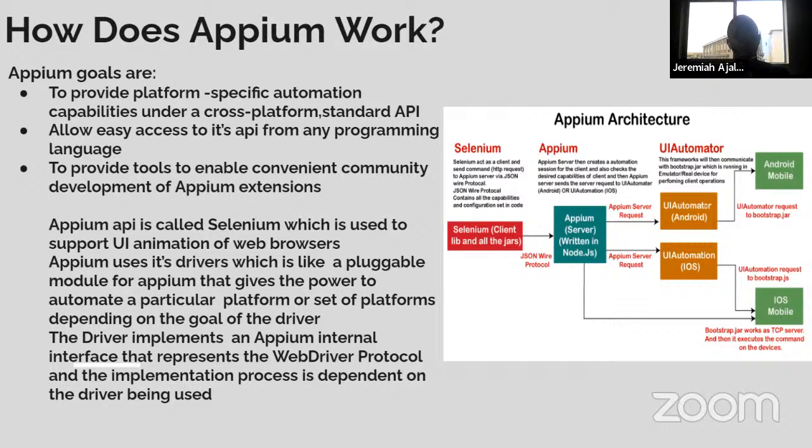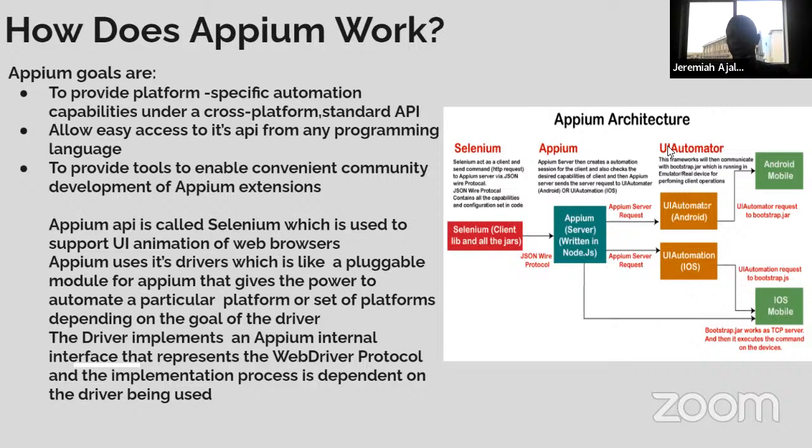It also helps you use different languages, because APM itself is like an API. So when you integrate the API into your code base, it works with all languages. The APM API is called the Selenium API. It also helps with UI automation for your web browser apps. And it has drivers, which are like pluggable modules for APM that give power to automate a particular set of platforms, depending on the goal or the coding.